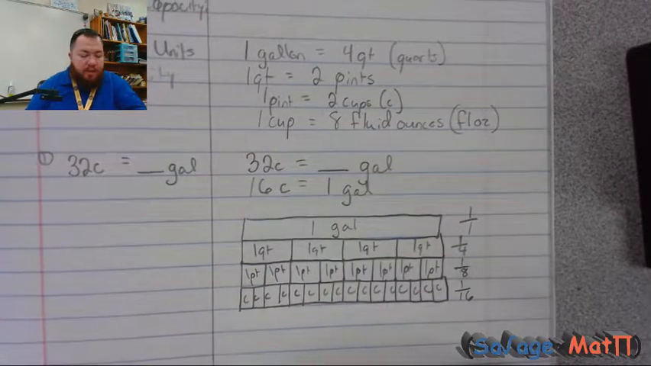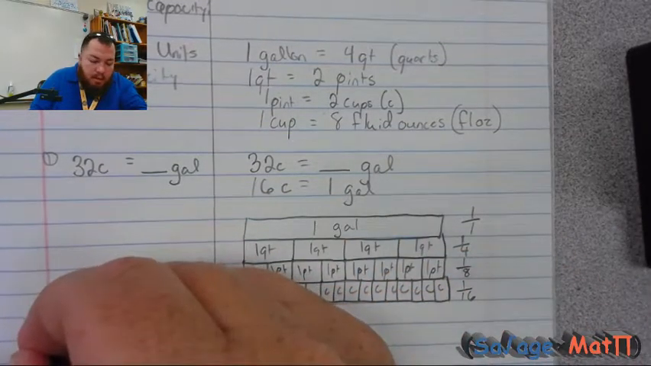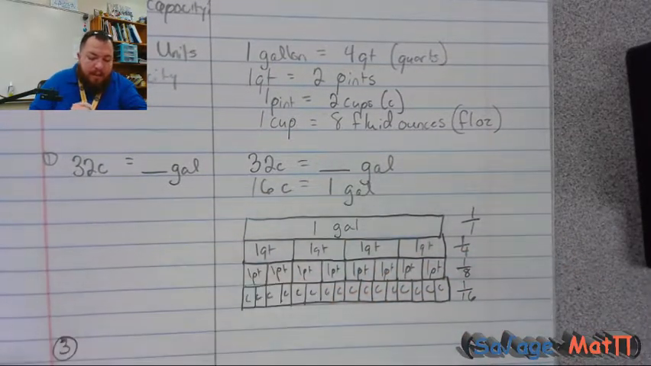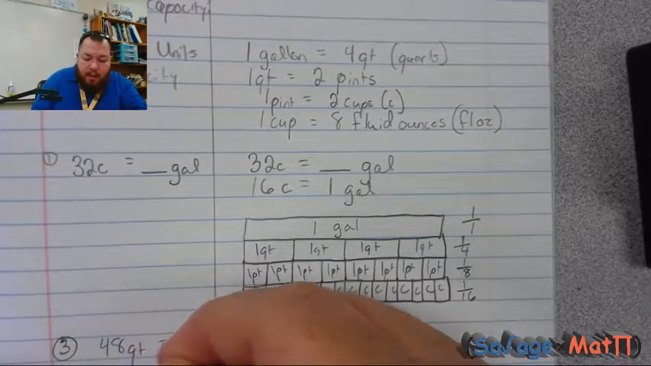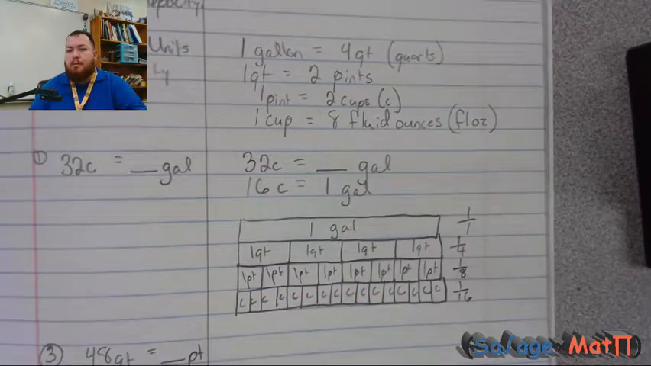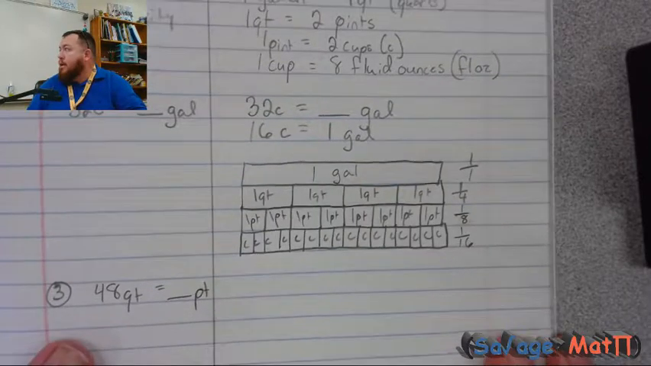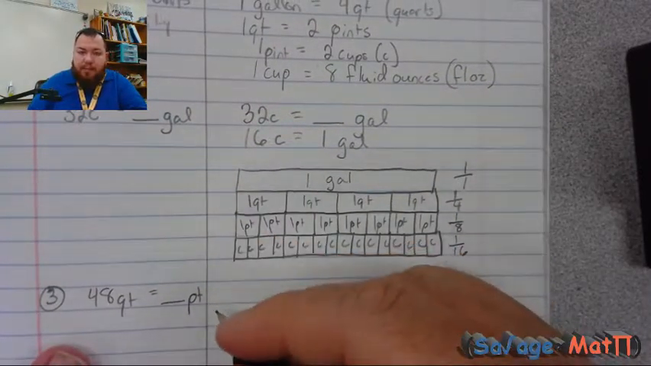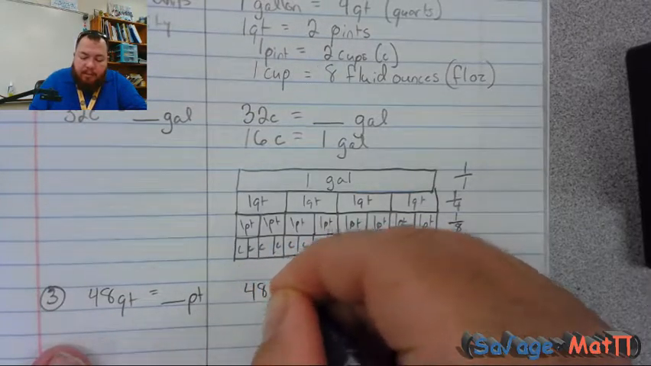Alright, so let's do one more example, and then I can get off this live stream. And my other example is going to be number 3. And it's going to be 48 quarts equals how many pints? Can you guys see that? I need a slide. There we go. Okay? So if I look at this, 48 quarts equal how many pints? First thing I'm going to do is rewrite this.